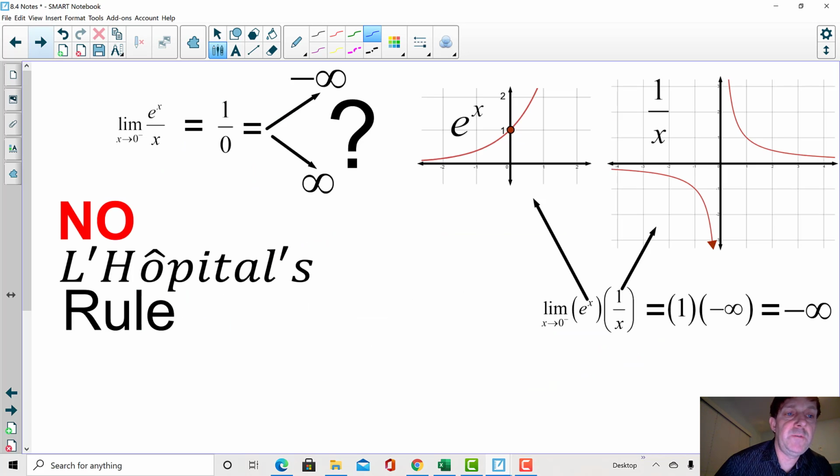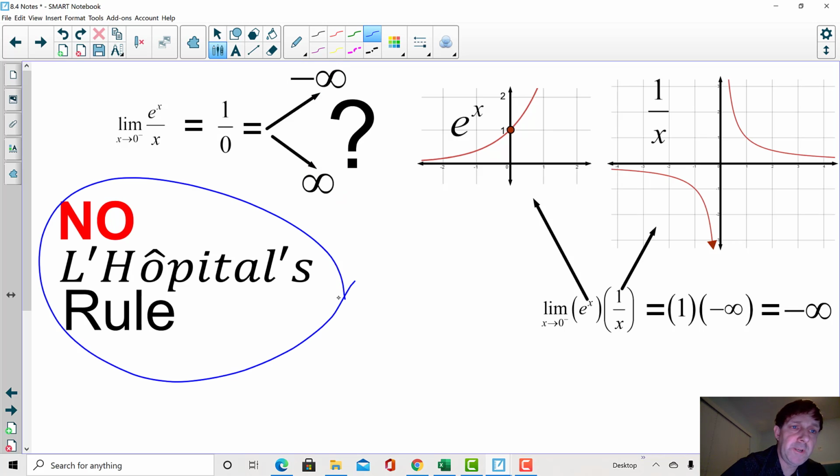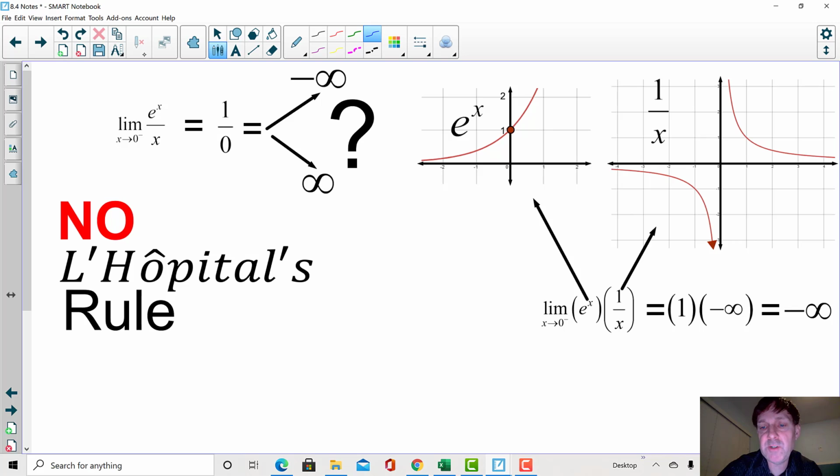The limit as x goes to 0 from the left, for the top, it's approaching 1 from the left. For the bottom, it's approaching 0. So for this example, we're getting 1 over 0. We know that's either going to be infinity or negative infinity. So we have to figure out which one of those two is going to be our final answer. Remember, we're not using L'Hopital's rule here, so we just have to use a little bit of logic.